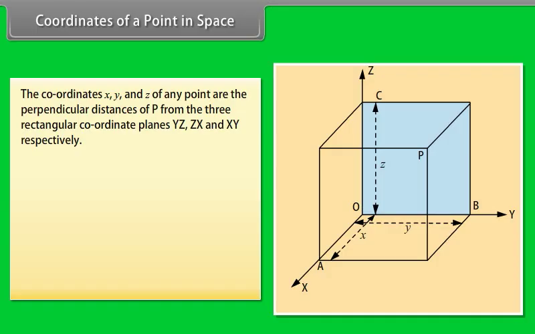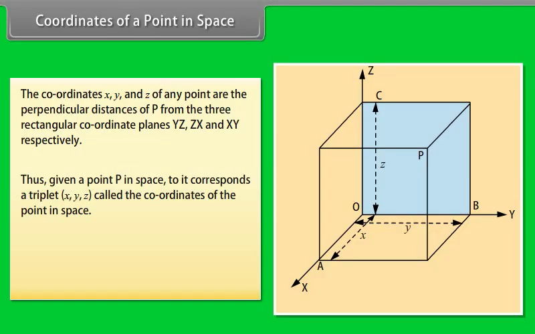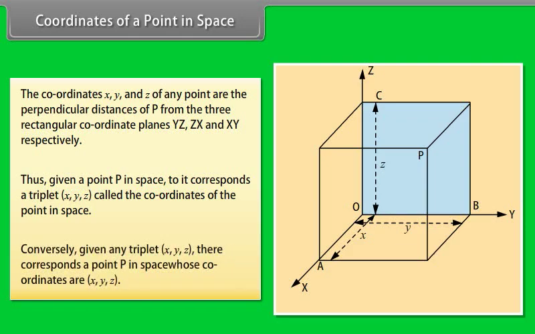Thus, given a point P in space, to it corresponds a triplet X, Y, Z called the coordinates of the point in space. Conversely, given a triplet X, Y, Z, there corresponds a point P in space whose coordinates are X, Y, Z.